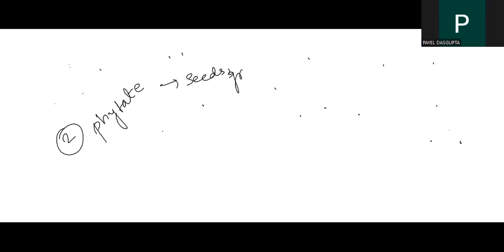What is this phytate doing here? The next anti-nutrient we will talk about is phytate. So what does phytate do? Phytate will be mainly present in the seeds, legumes, grains. Seeds, grains, nuts, legumes. Okay, so it is there.